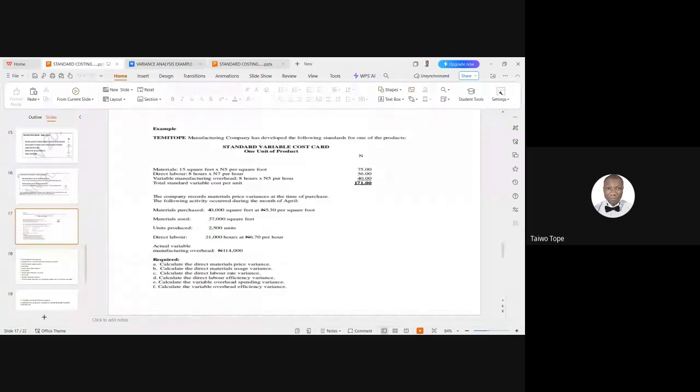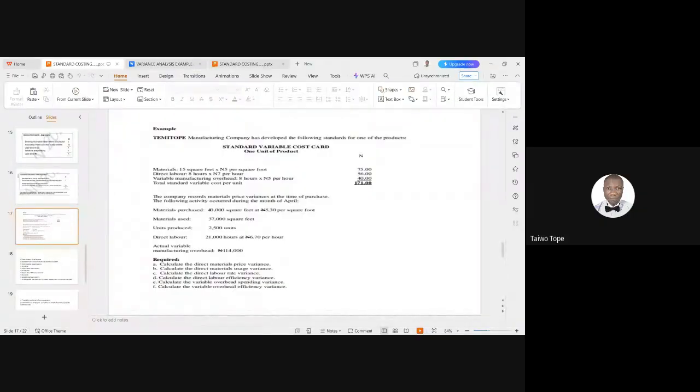We have variable overhead spending variance, same thing as variable overhead expenditure. Spending is expenditure too. We have variable overhead efficiency variance. We have the formula in our book, but based on the examples we solved in class, we didn't touch those two aspects. Those examples didn't ask us to solve those two aspects, and the variables for them were not available. But this is an assignment for you.